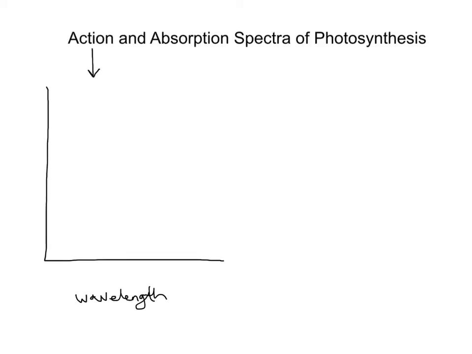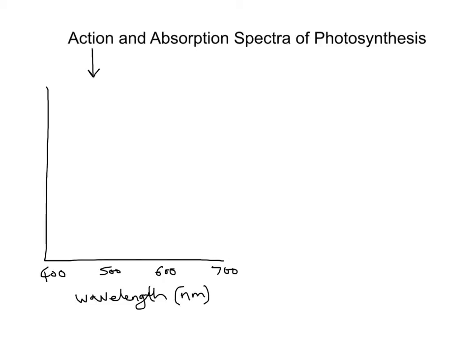So let's start first of all with the action spectrum. I'm going to just draw a graph here, and on the bottom we're going to have wavelength. So we're looking at the action spectrum for this. We've got wavelength in units nm, nanometers. We'll start at 400, then we'll move to 500, 600, 700 here.